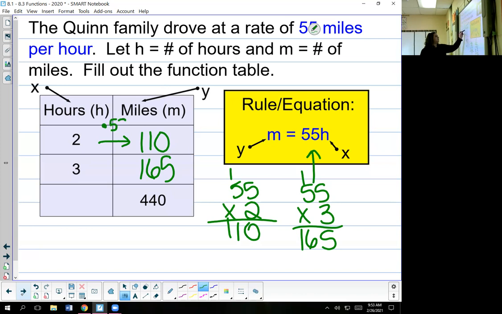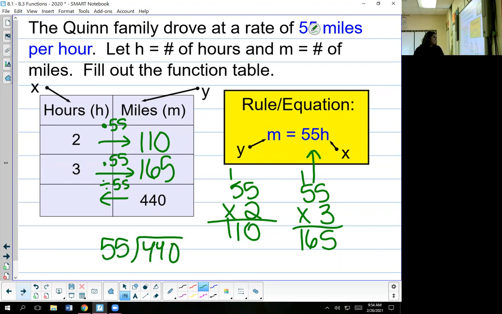But if I need to go in the opposite direction, because I'm multiplying by 55 going in this direction, how do I go in the opposite? I am doing the inverse, which is divide by 55. So 440 divided by 55. You can kind of try to make an educated guess. If times 2 is 110, what would be 440? Let's see, times 4 would be not enough, right?